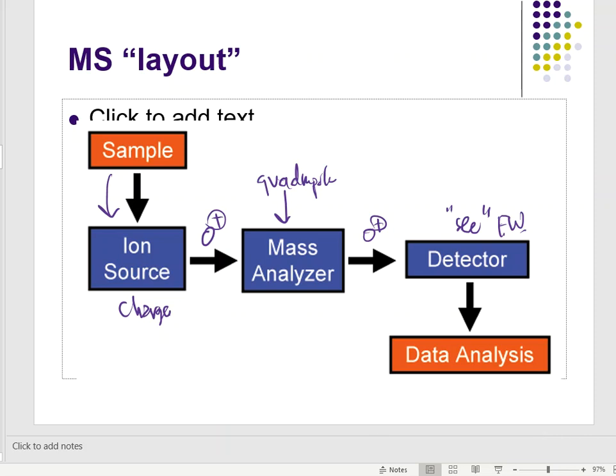And then finally, that detector gives a signal, and that signal gives us some data analysis, and this is what generates our mass spectrum and relays the signal to the computer system.